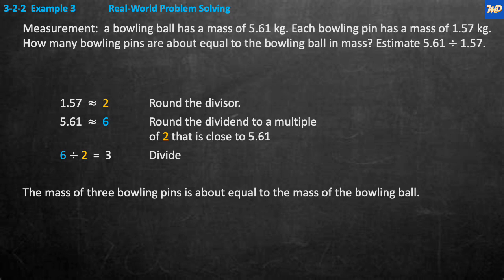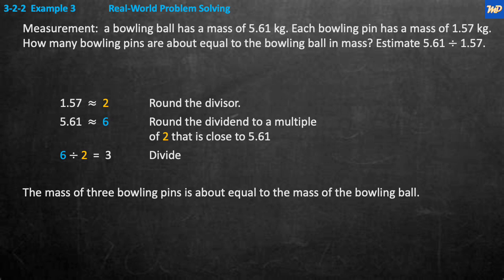Okay, example 3, a real world problem. Measurement. A bowling ball has a mass of 5.61 kilograms. Each bowling pin has a mass of 1.57 kilograms. How many bowling pins are about equal to the bowling ball in mass? You're going to estimate 5.61 divided by 1.57.